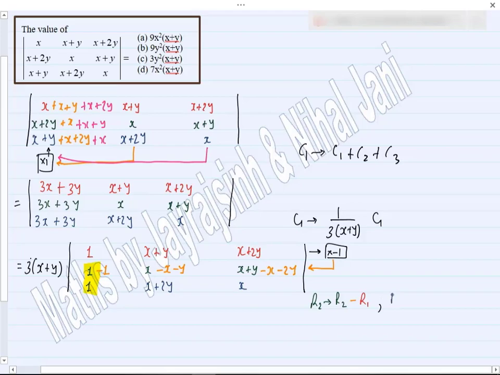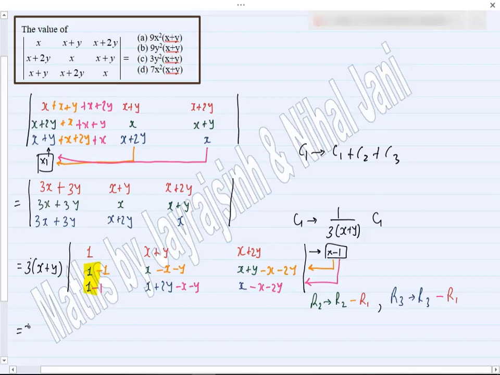Same thing we can do with the third row. We will take R3 minus R1. So let's multiply minus 1 to the first row and add into the third row. So we'll get same minus 1 minus x minus y and minus x minus 2y.